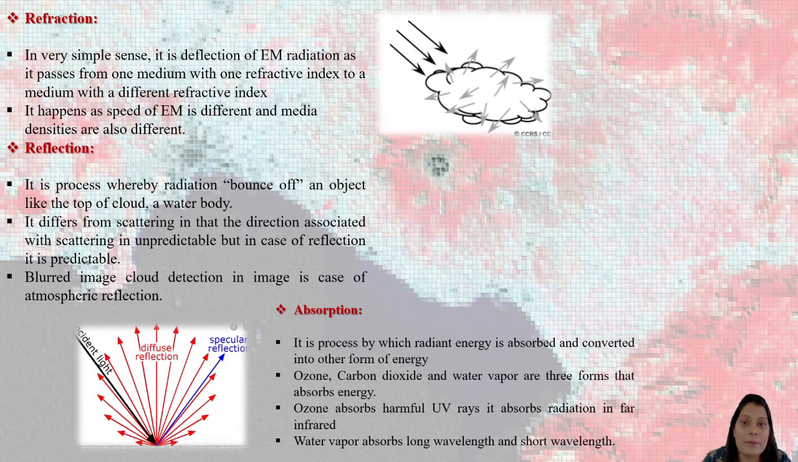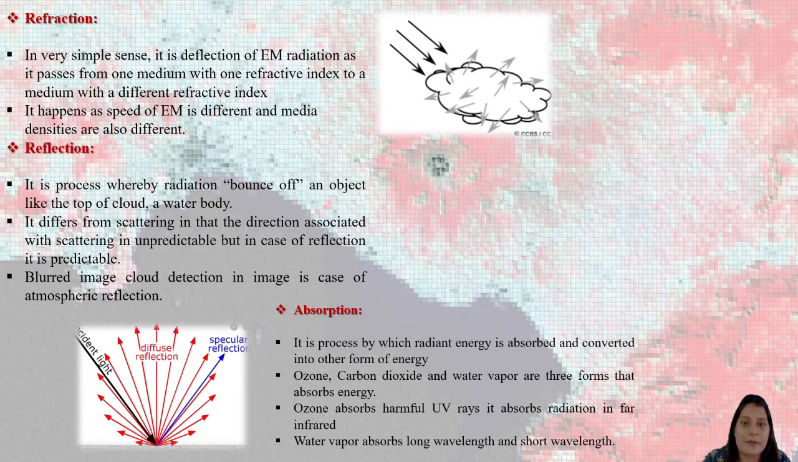Refraction, in a very simple way, is the deflection of electromagnetic radiation as it passes from one medium to another medium, right? Every medium has different speed and density. Now, let me discuss reflection. What is reflection? In simple language, the rays which have come from the atmosphere, that is electromagnetic radiation, bounce off again to the substance, or the sensor, or the camera from which the rays have come, right?